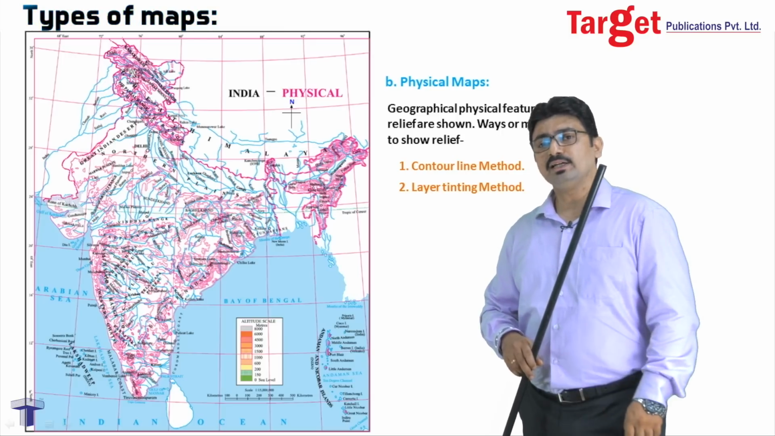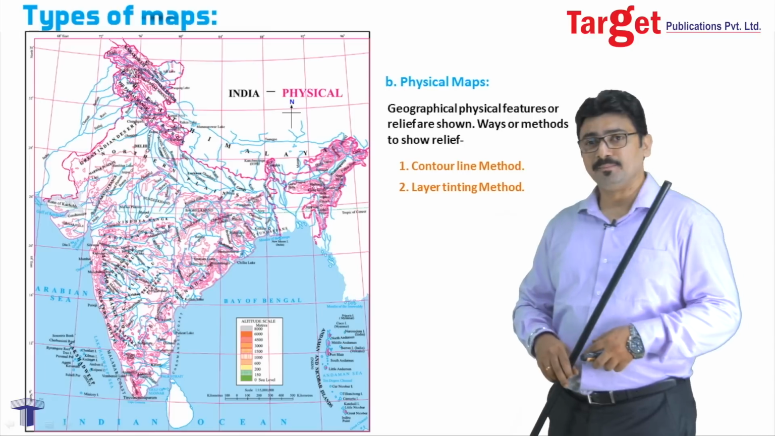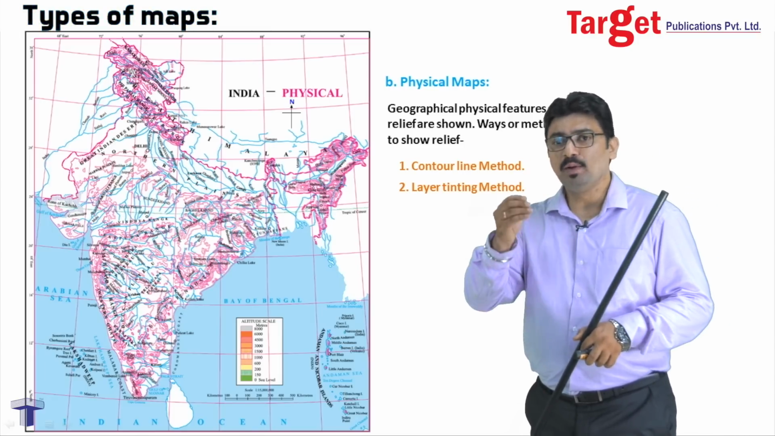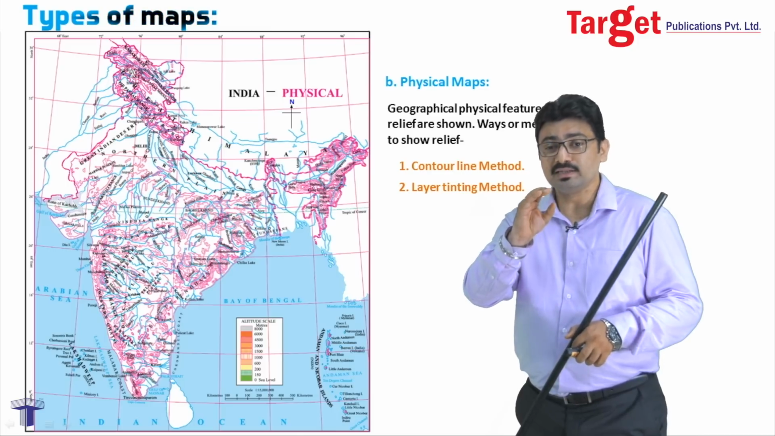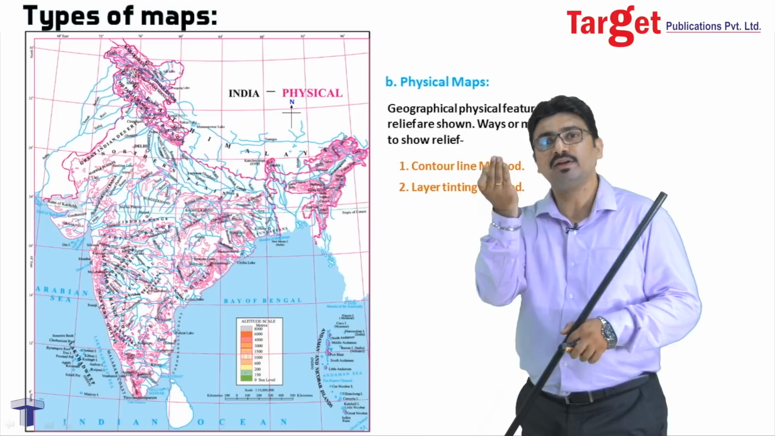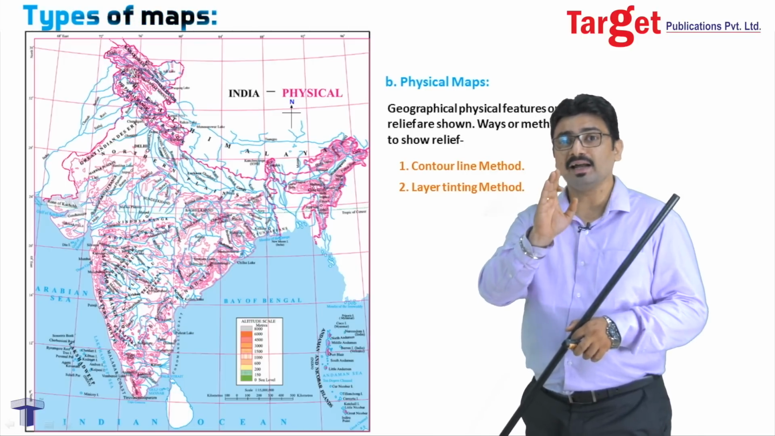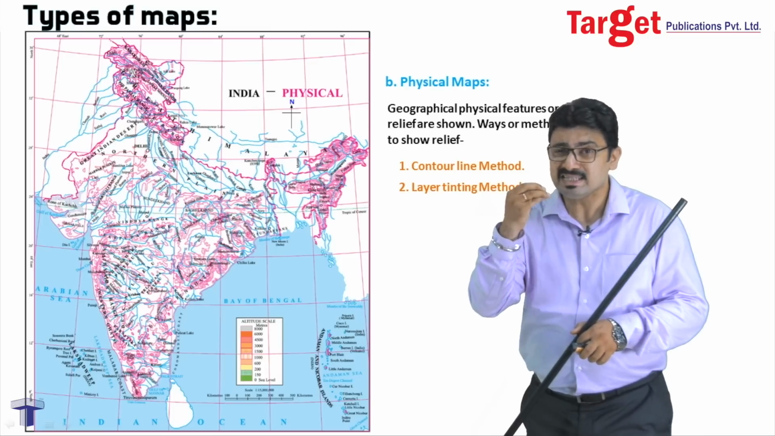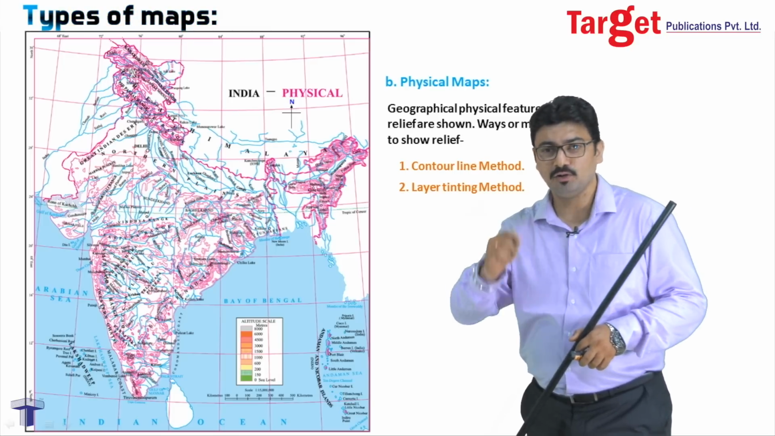Another method that is used to show relief and slope is known as the layer tinting method. This is a very interesting method where a particular shade of a color or particular pattern is decided for a particular altitude. So, various altitudes will have different shades or different patterns, and accordingly these layers are given on the map, which tells us exactly which area is of high altitude or which area is of lower altitude.